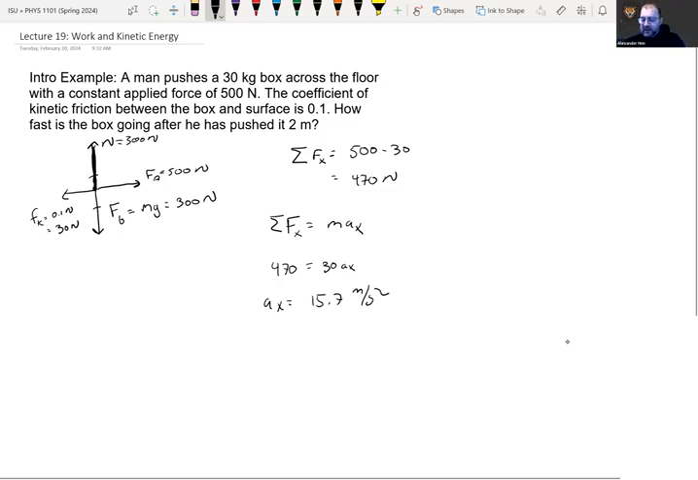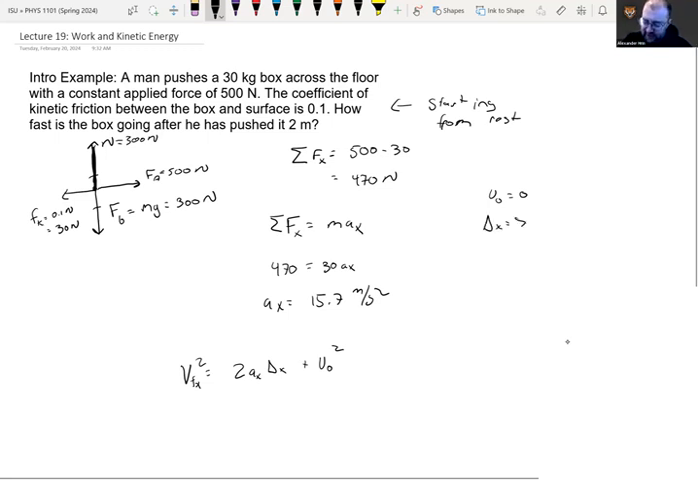Now we want to know how fast it's going after 2 meters. The kinematics equation we'll want to use is v final x squared equals 2 a sub x delta x plus v initial squared. Now it's not said in here, but I really should have, and you may have figured this out: it's really starting from rest. You'd want it to indicate that, but that's no big deal. So from there we know that v naught is equal to 0. We have a sub x. We're looking for v final sub x, and we know that delta x is equal to 2.